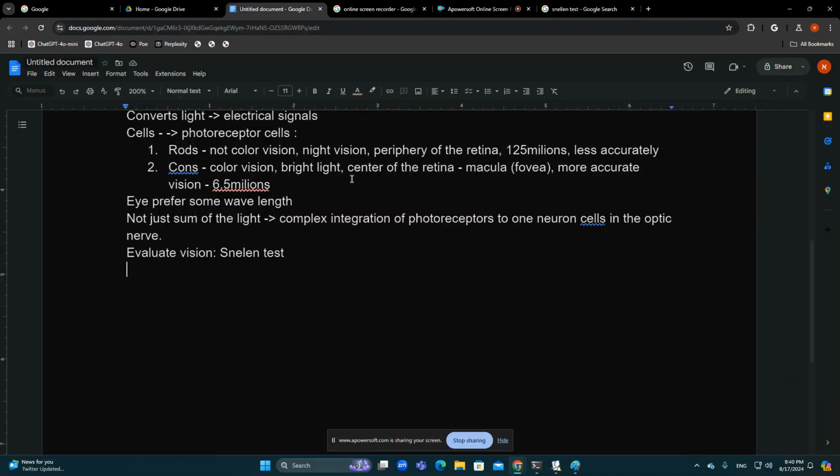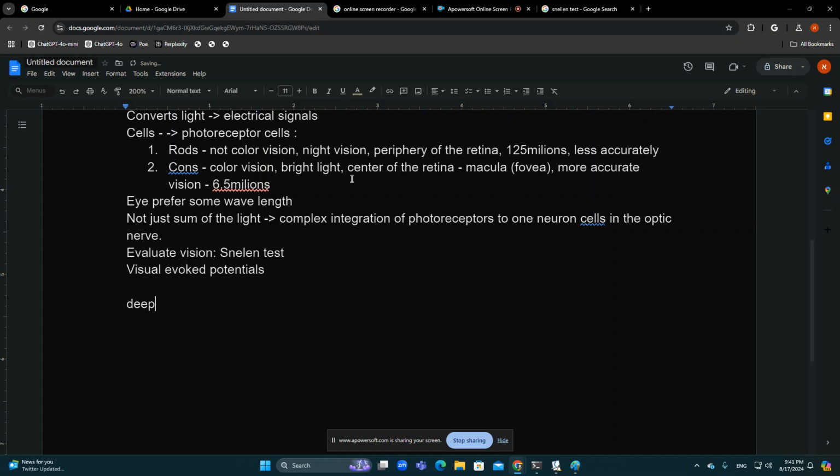Okay, now there is another test that can be done, which is the visual evoked potential. But this is an electrophysiological study and we won't get into it.